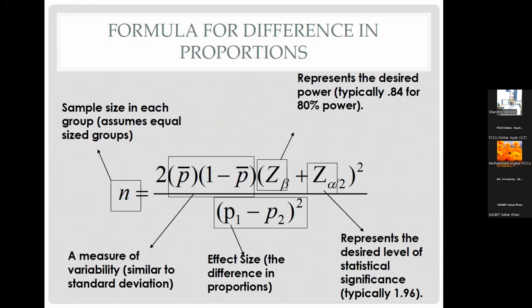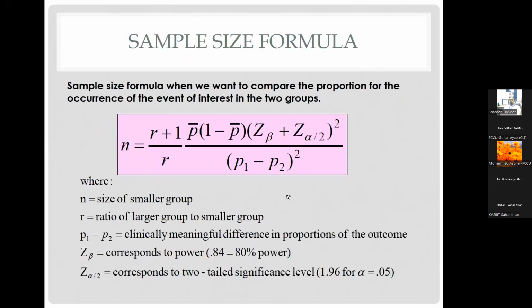Then if you have a categorical variable, then you look for the proportions. And for proportions, we calculate P bar, 1 minus P bar. Z beta, Z alpha are the same. P1 minus P2 is the difference between the two populations. That's what we call effect size. Rest of the things are same. Simply, P bar is the proportion in the group of our interest, and 1 minus P bar is the proportion of the people who are not in our interest group. We calculate this, and use the same method if you want to use a different ratio, different size of the groups.